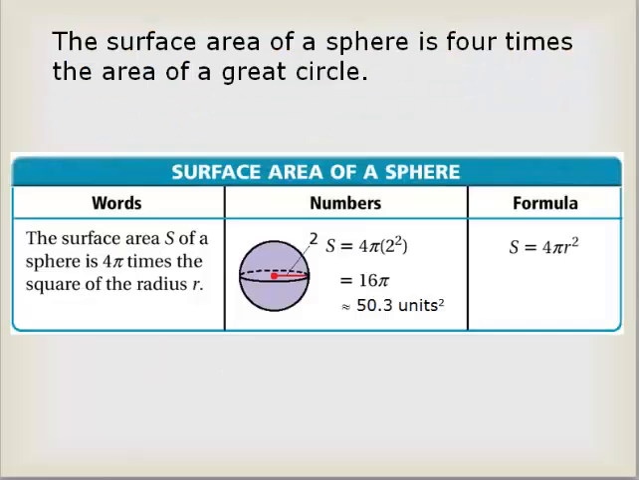Now the surface area of a sphere: surface area equals 4 times pi times radius squared. And again, you take your radius, place it for the r. 2 squared is 4, 4 times 4 is 16, 16 pi is 50 and 3/10 units.